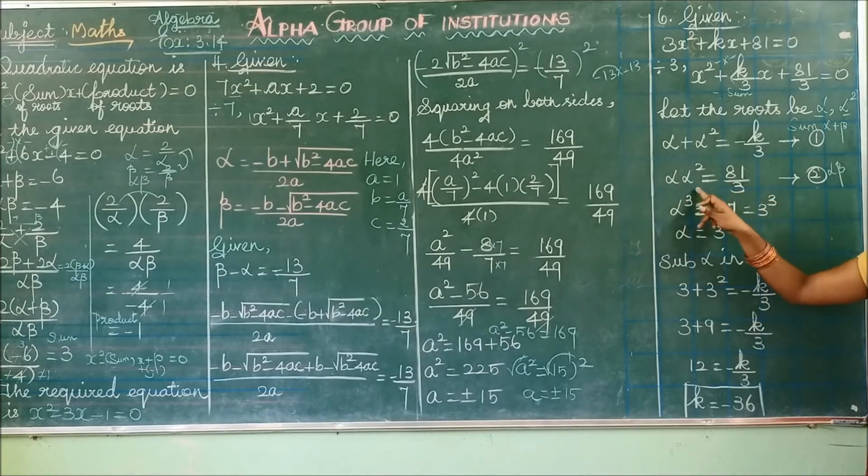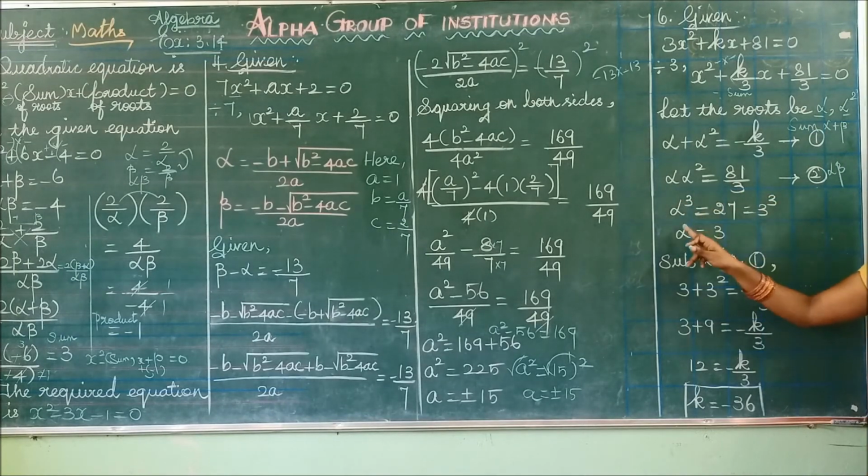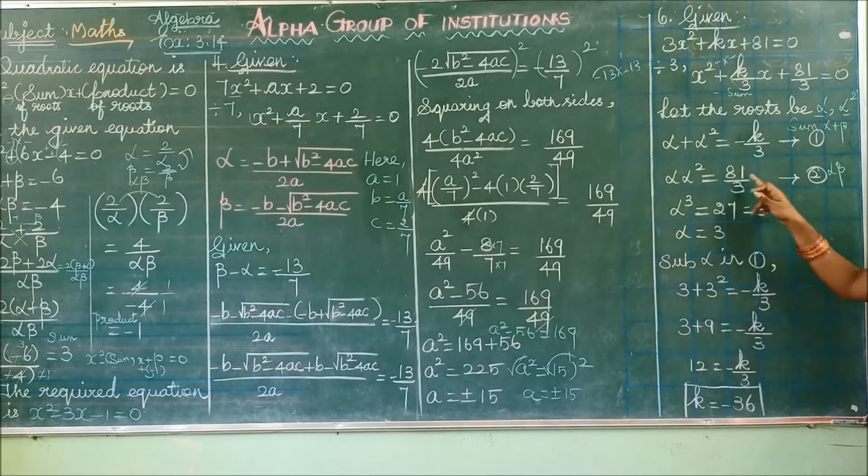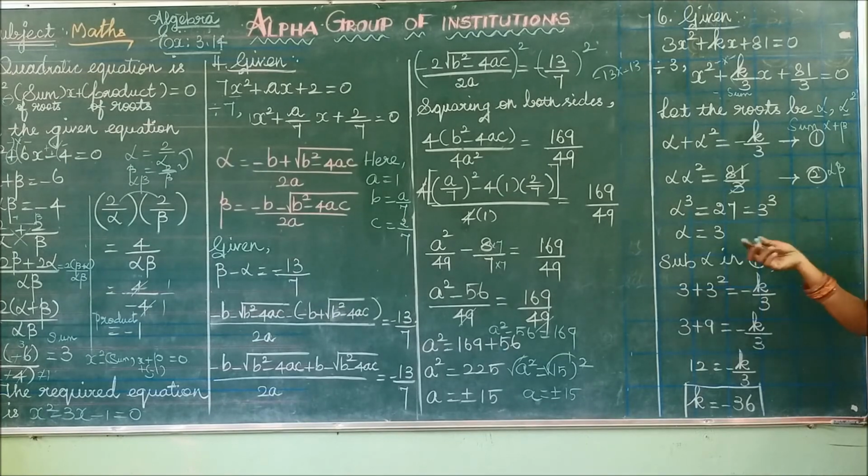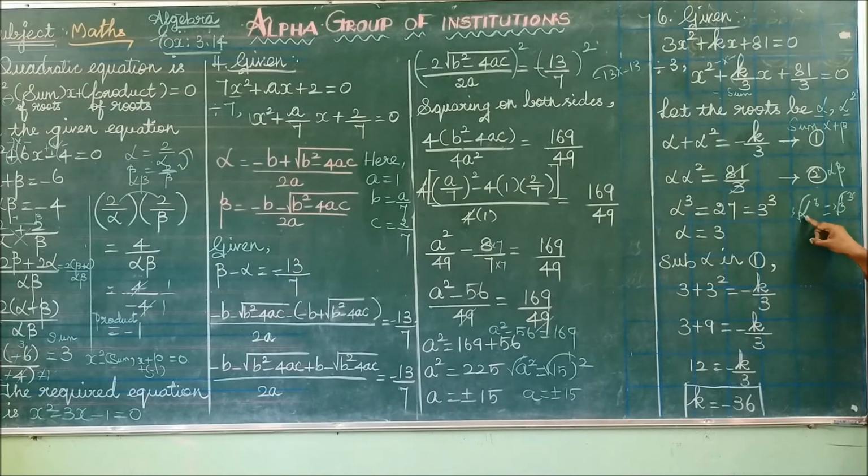Then you have to multiply this value. Multiplying this we get alpha cube. Then cancelling this we get 27. This 27 can be rewritten as 3 cube. So alpha cube equal to 3 cube. You can take cube root, means the cube root and cube will get cancelled. The remaining term is alpha which is equal to 3. Now we will find out the value of one root.